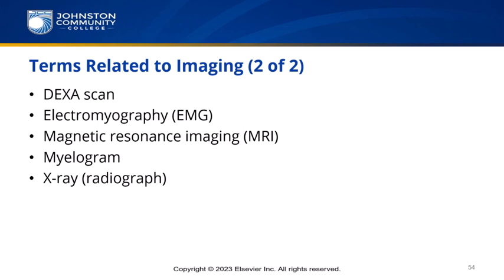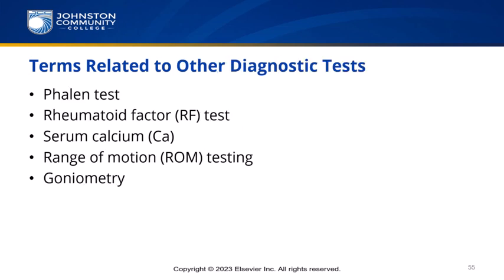Then we have MRI, which is magnetic resonance imaging, and it is a procedure that uses the magnetic properties of cells to record detailed information about internal structures. Then we have a myelogram, where myelo means spinal cord, gram is a record or a recording, and it is an image of the spinal canal after the injection of contrast medium. Finally, we have an X-ray, which is also called a radiograph, and it is an imaging technique that uses electromagnetic radiation for recording internal structures.